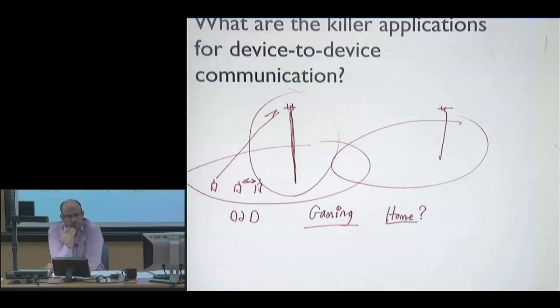Right. But we can do that with Wi-Fi now. So I want something that's hard to do with Wi-Fi. There goes your gaming option. Well, gaming is easy to do with Wi-Fi. There's not a Wi-Fi that works anyway.